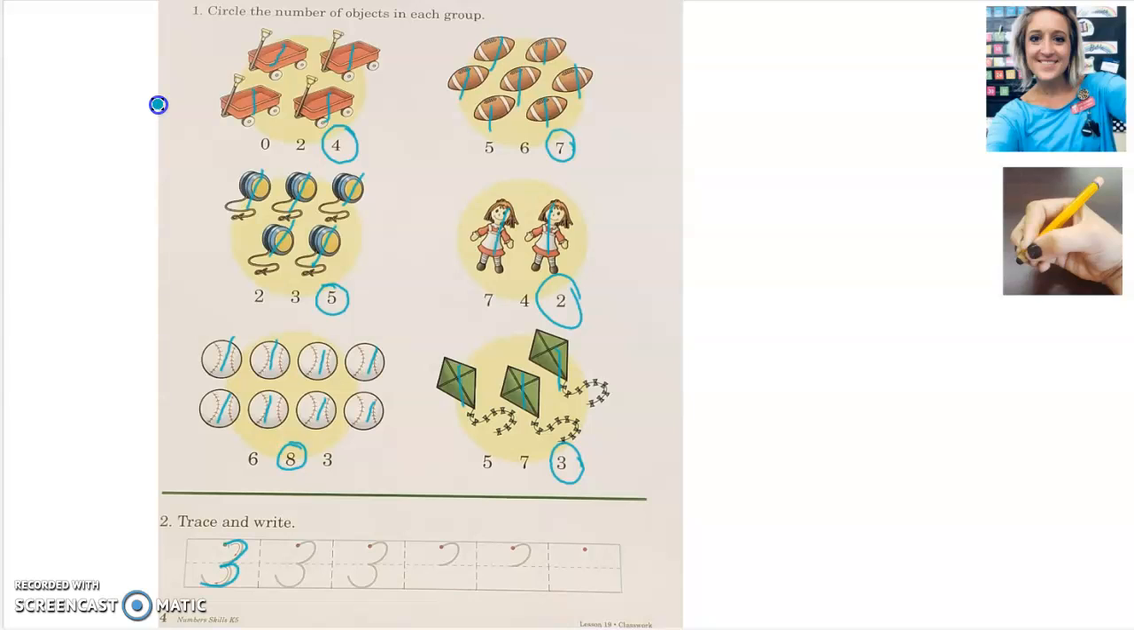Round and around just like a bee. That's the way you make a 3. Remember, it looks like a butterfly wing.